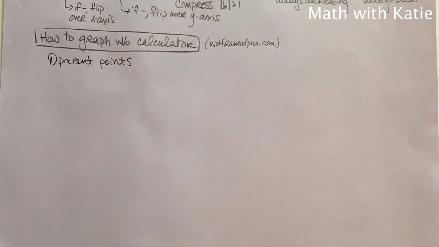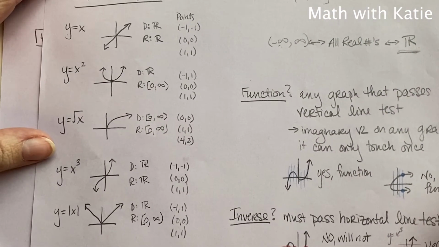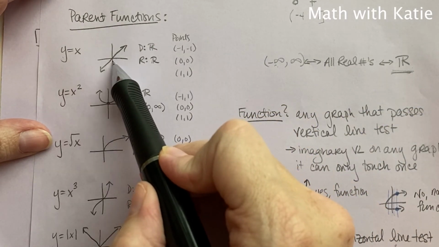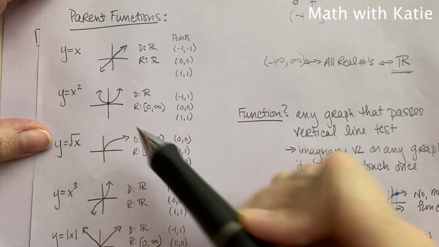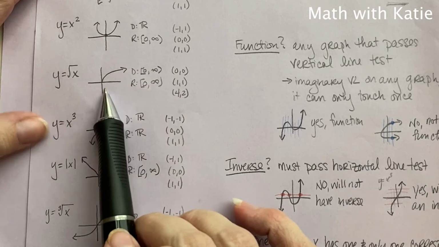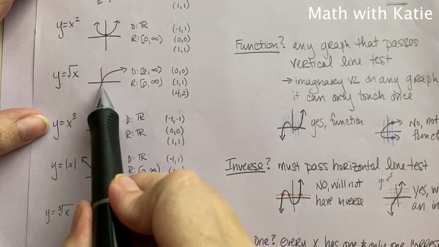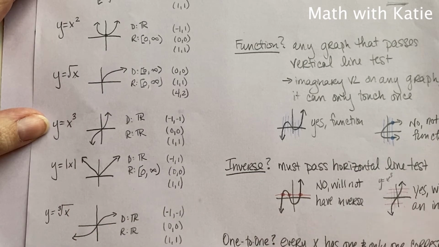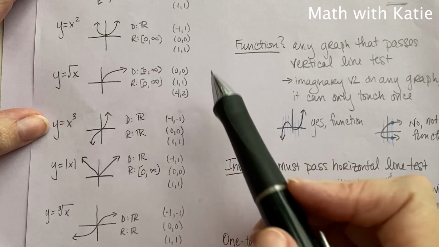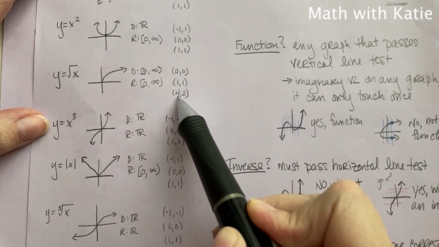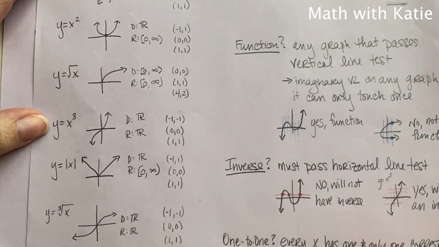Okay, and looking back to when we had all of our parent functions, these are what I mean by parent points. So you've got (-1, -1), (0, 0), (1, 1). And then going down, this is one in particular that I'd like to talk about: the square root function. Anything you want to put in here, you want to be able to easily take the square root of. That's why our points are (0, 0), (1, 1), and then it jumps to (4, 2), because you can easily take the square root of 4, okay?